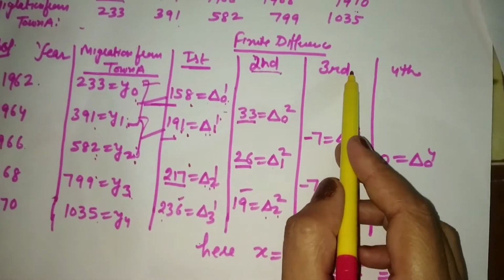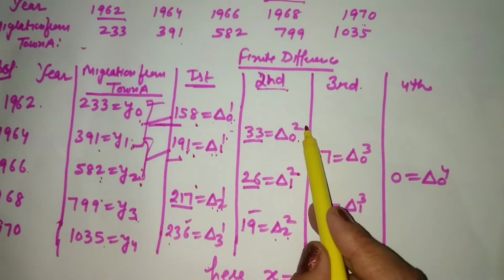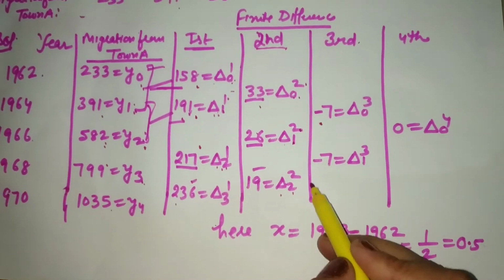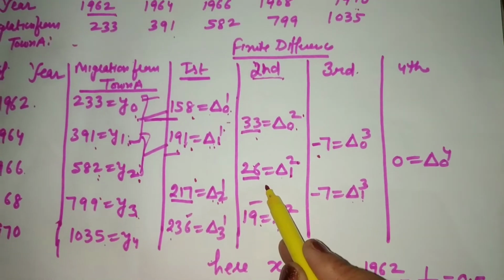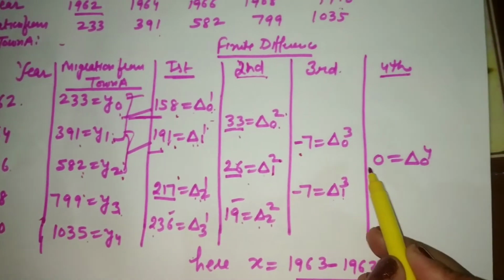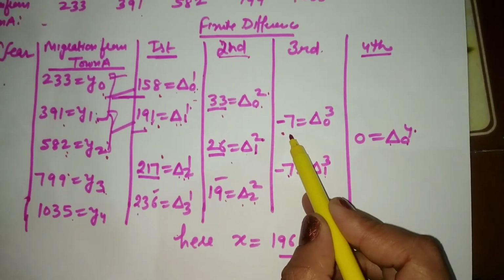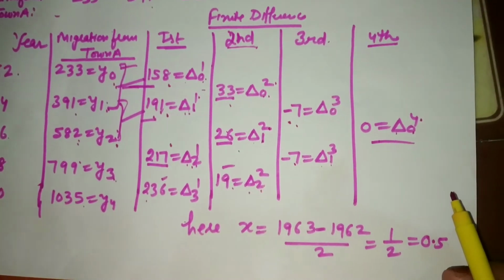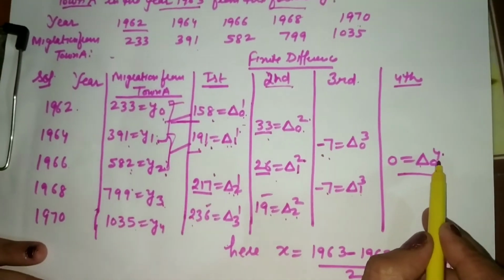Now the third difference I calculate by Δ1² minus Δ0², that is 26 minus 33. I am getting minus 7. The next is Δ1³, that is 19 minus 26. I am again getting minus 7. Now the fourth difference, Δ0⁴, is equal to minus 7 minus (minus 7), that means 0. So I have calculated up to Δ0⁴.